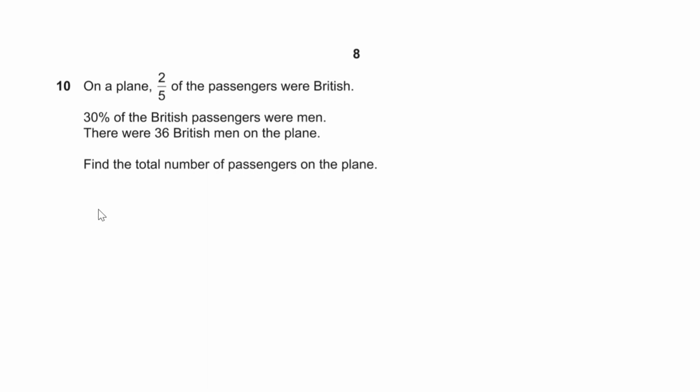Question number 10. On a plane, 2/5 of the passengers were British. 30% of the British passengers were men. There were 36 British men on the plane. We have to find the total number of passengers on the plane.